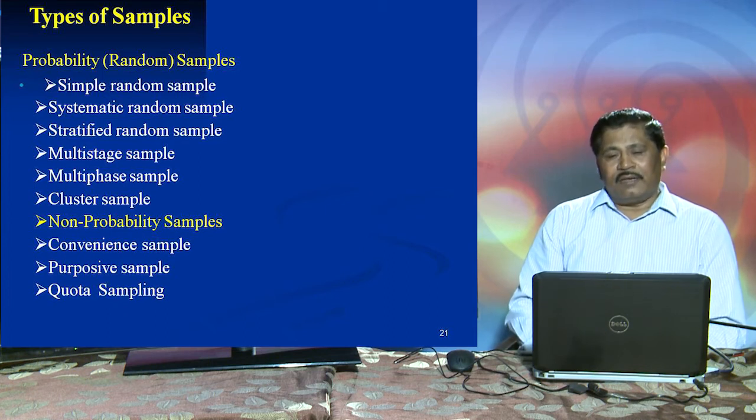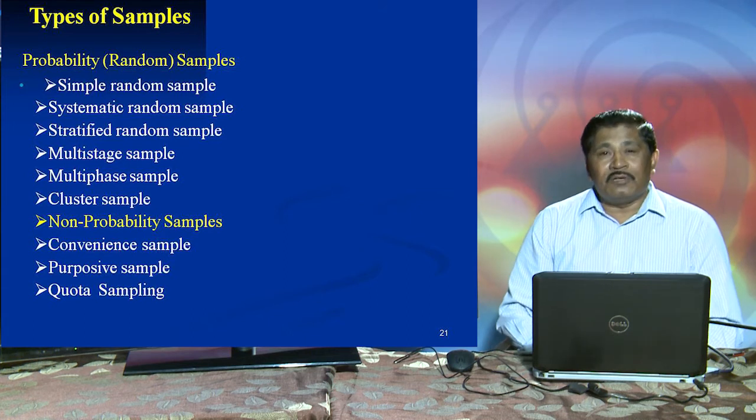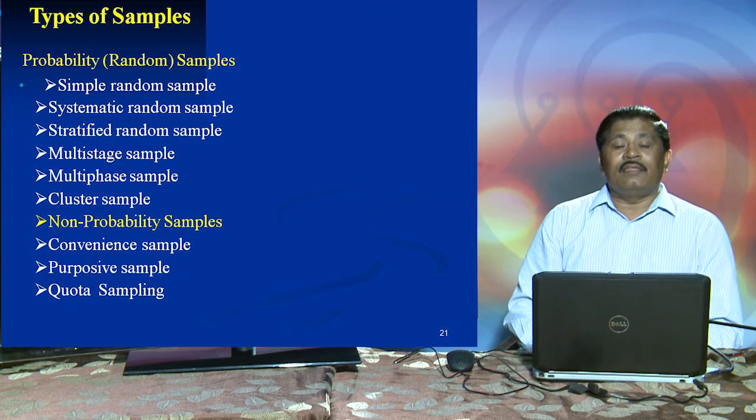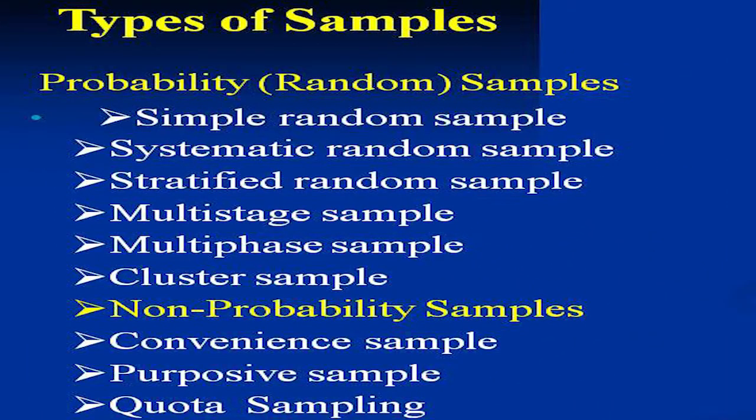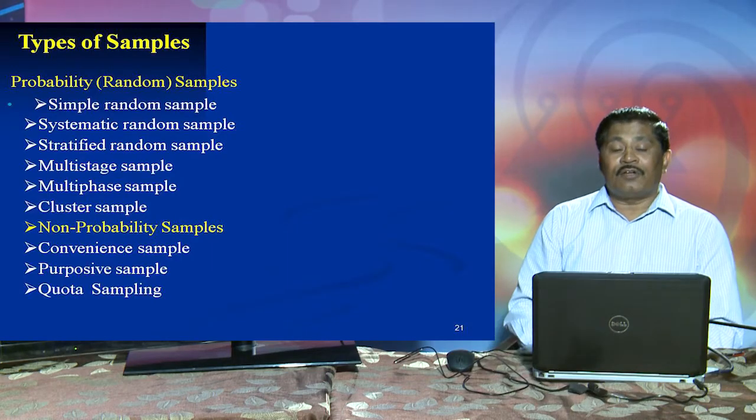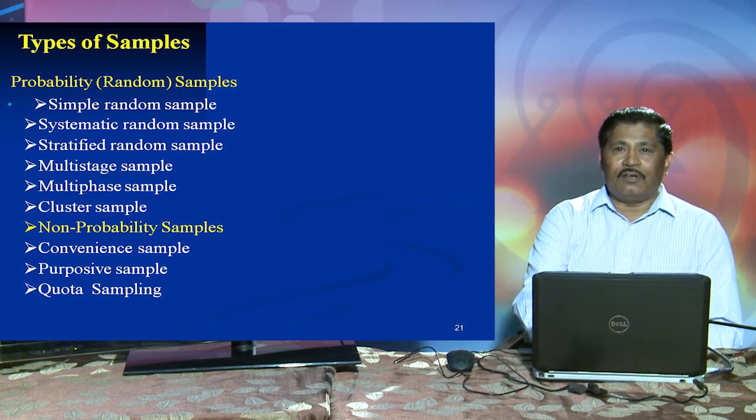So, there are different types of sampling, and we are going to discuss them in more detail: simple random sampling, systematic random sampling, stratified random sampling, multi-stage sampling, multi-phase sampling, cluster sampling. These are all random samples, that is, probability sampling. And there are also certain non-probability samplings: convenience sampling, purposive sampling and quota sampling. These samplings are there, which we have to think of.